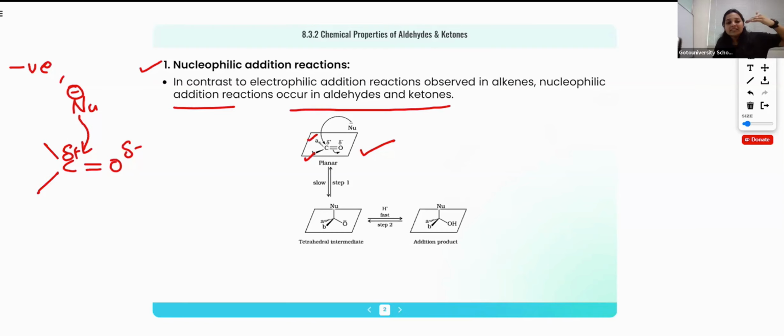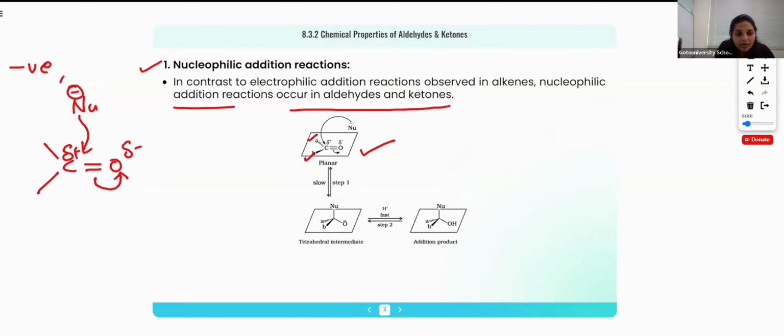Then what will happen? When the nucleophile is approaching the carbon atom, the carbon already has 4 bonds: 1, 2, 3, 4. When the nucleophile attacks the carbon atom, it becomes 5 bonds, right? Because the nucleophile is coming to make a bond with carbon. So it becomes 5 bonds. Then what will happen? One of the bonds of the double bond moves to the oxygen atom.